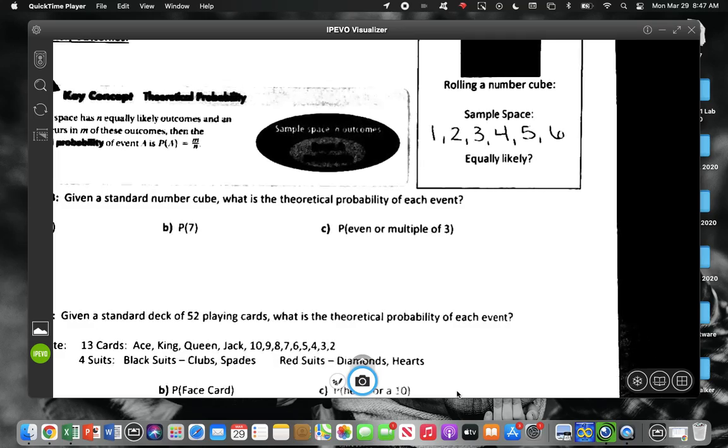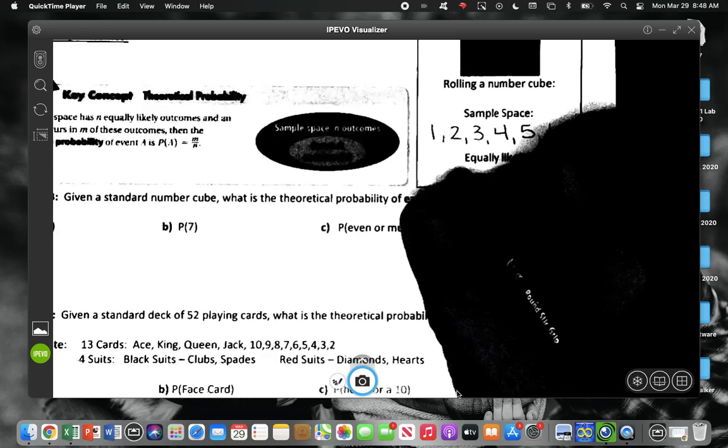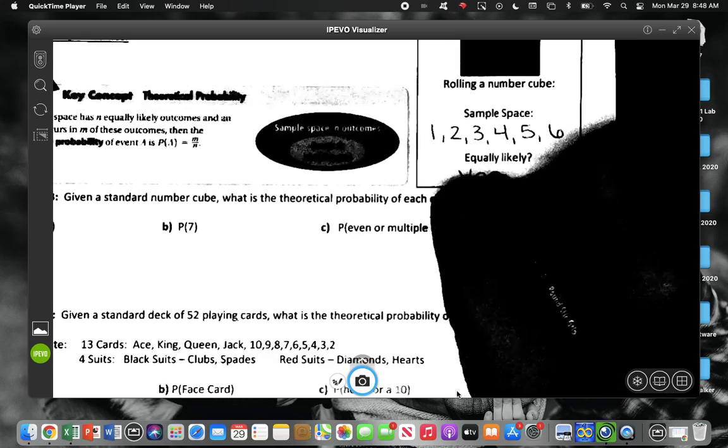Now, are these equally likely? Yeah. Why are they equally likely? All right, it's a cube. One thing about a cube, all the sides are equal, correct? So it's not like they do have weighted die that make it where one thing lands on the bottom, but if we're going to assume that it's a fair one, then yes, these are equally likely.